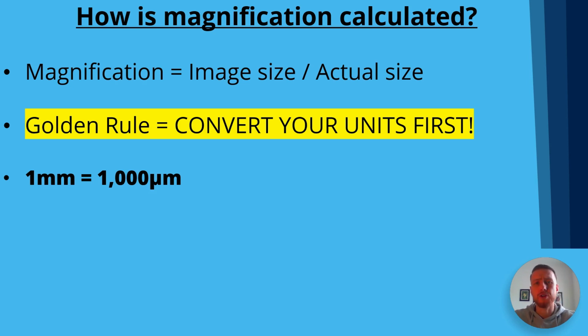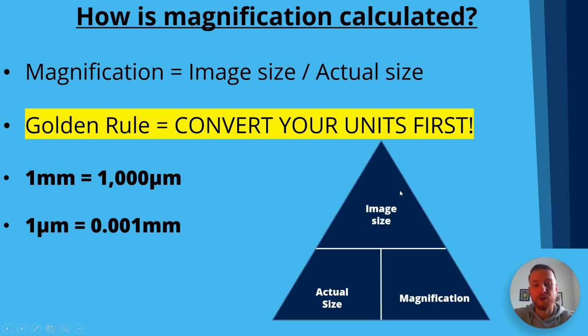So let's have a look at the unit conversions. Well, 1 millimeter is 1,000 micrometers. So to go from millimeters to micrometers, you times by 1,000. And 1 micrometer is 0.001 millimeters. So to go from micrometers to millimeters, you divide by 1,000, because obviously millimeters are 1,000 times bigger than micrometers. Now here we've got the triangle, and I always say to my students, remember, think to yourself in that exam, I am a pro at calculating magnification.